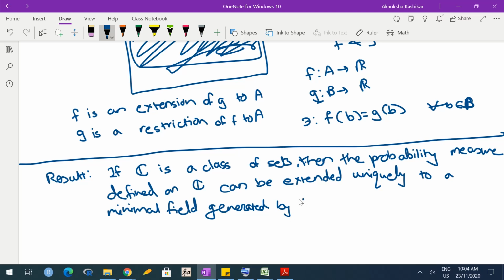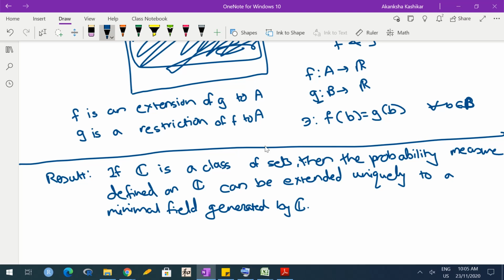Now we are going to need the definition of field. We know a field consists of unions and intersections of sets. Here we are saying the minimal field generated by C. C is my class of sets, and now I will make it a field, meaning I will add unions and intersections of sets from C. If I know the probability of every set in C, of course I can uniquely define probabilities of unions and intersections of those sets, because we know what happens to the probability of union and intersection. As a result, I can uniquely extend the probability measure to the minimal field generated by C.